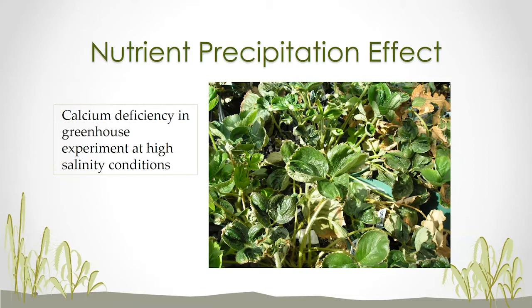So we see this telltale sign of calcium deficiency, the cupping and folding of the strawberry leaf. And this is a nutrient precipitation effect. We didn't expect seeing it because we knew we had plenty of calcium in the fertilizer that was being applied and so forth. But the precipitation that was taking place was taking it out of solution.